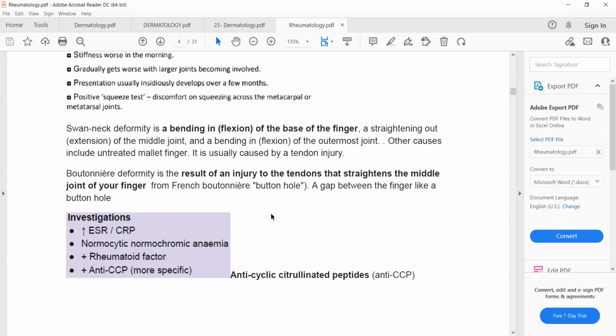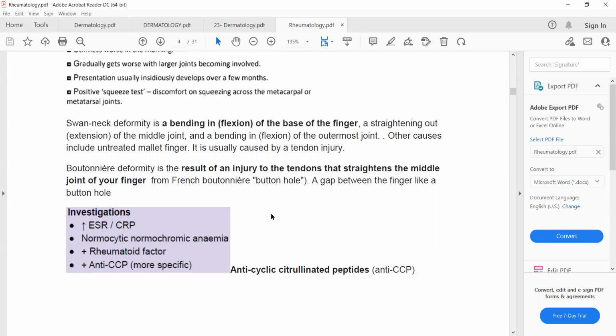Initial investigation is RA factor, ESR, and CRP. ESR and CRP will be raised and RA factor will be positive. And the more specific or definitive investigation, or investigation of choice, is anti-CCP, anti-cyclic citrullinated peptides. So initial investigation includes ESR and RF, and the definitive or more specific investigation is anti-CCP.